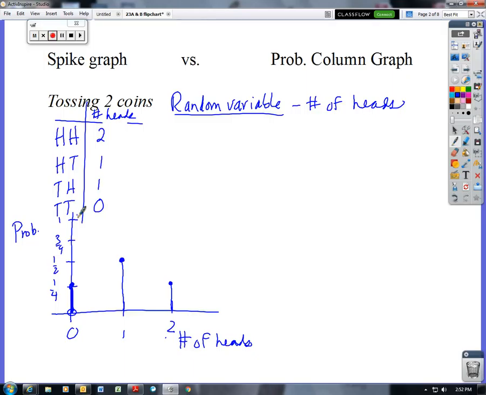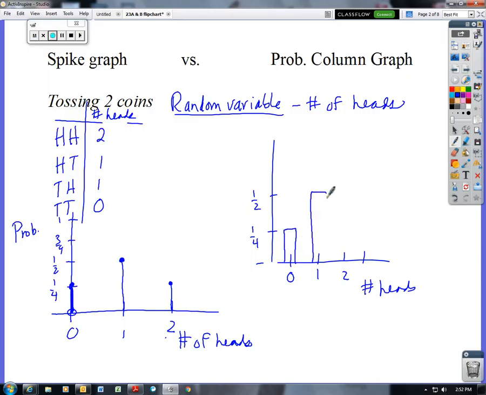Anyway, let's move on. The probability column graph is the same as this, just columns instead of spikes. Once you've done a spike graph, you can easily convert it to a column graph. With the number of heads, 1/4 and 1/2, I want these spaced a little better: 0, 1, 2. That way I can draw my little columns on either side, like that. So it's like a bar graph.